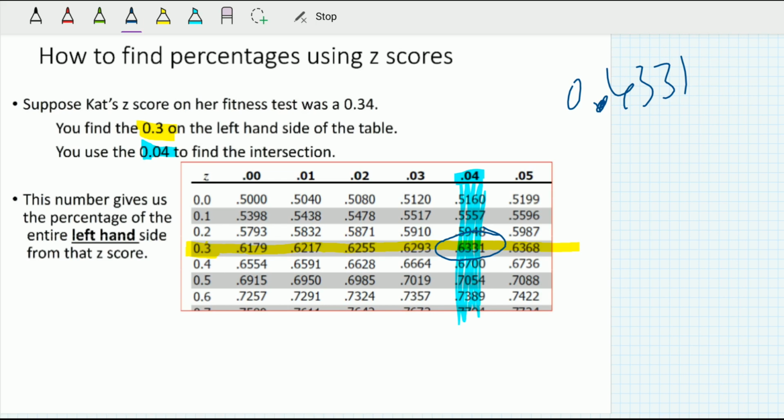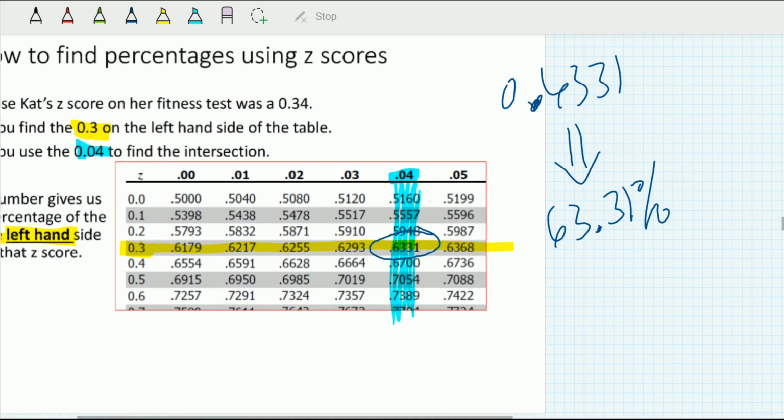So these are all decimal series, but we could turn them into percentages by moving the decimal point 2 places over. So this here is technically 63.31%. Okay. Now you have to remember that this table here, the one that I linked to you and the one that I have for you, gives you the left hand side of that z-score. So let me go ahead and try to explain it.